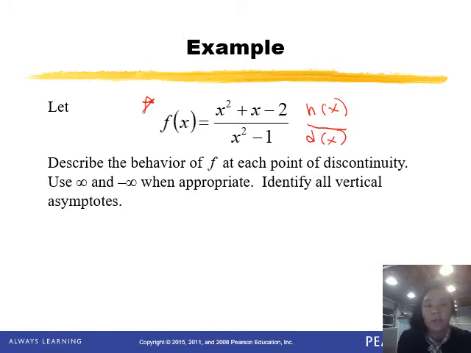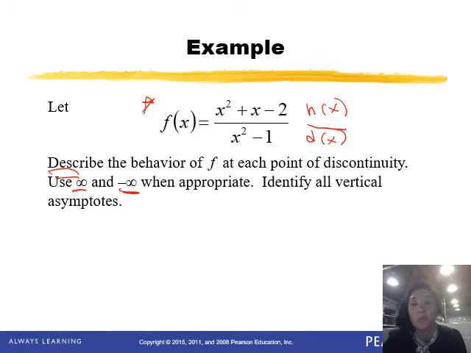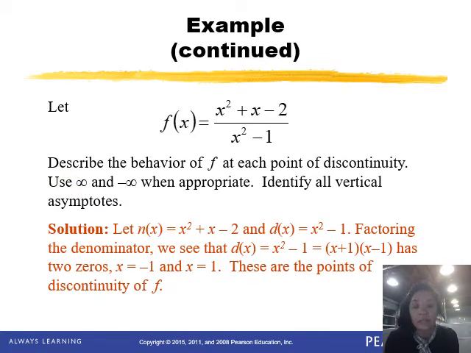So there is behavior. We're going to describe the behavior of f at each point of discontinuity. We're going to use positive infinity and negative infinity when appropriate, and we're going to identify all of the vertical asymptotes for this function. So let's take a look at something really quick. We see that n of x is equal to x squared plus x minus 2, which is this top function. We're going to call that n of x, okay? And the denominator is equal to x squared minus 1, and that's this guy right here.